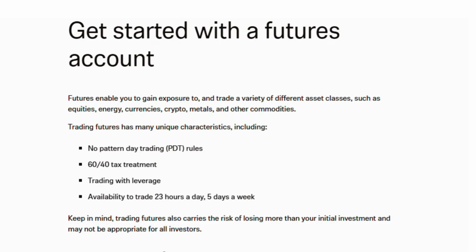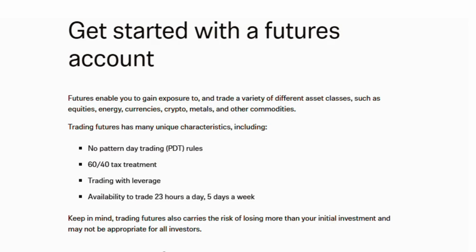Futures enable you to gain exposure to and trade a variety of different asset classes, such as equities, energies, currencies, crypto, metals, and other commodities. With futures trading, there is no such thing as a pattern day trading rule. Not only that, but you can trade 24/7. You also trade with leverage with futures, meaning you can make a lot of money really quickly. Not only that, but it also has the 60/40 tax treatment, meaning any trade you make can qualify you for this type of tax treatment.